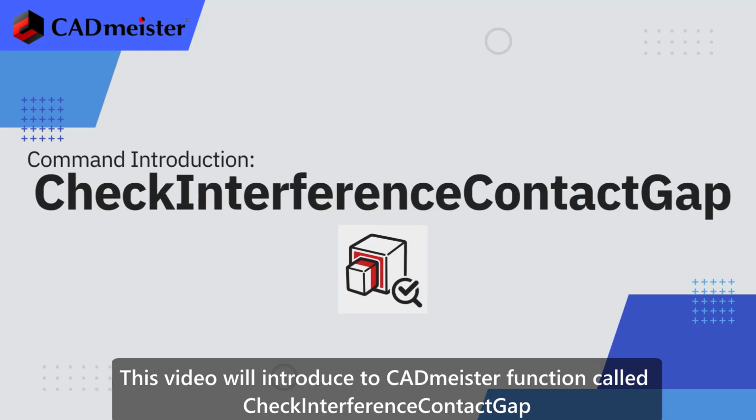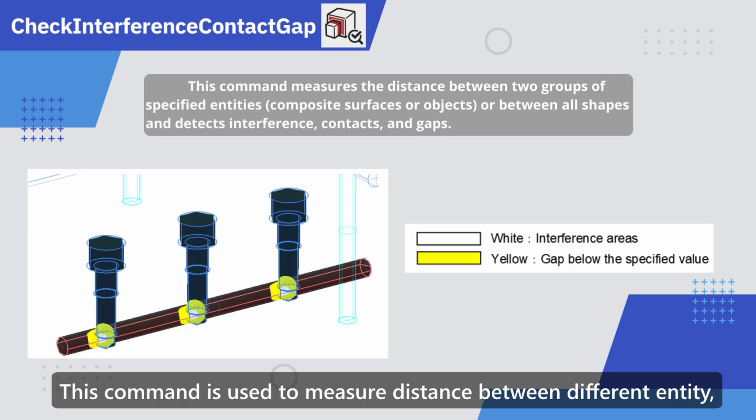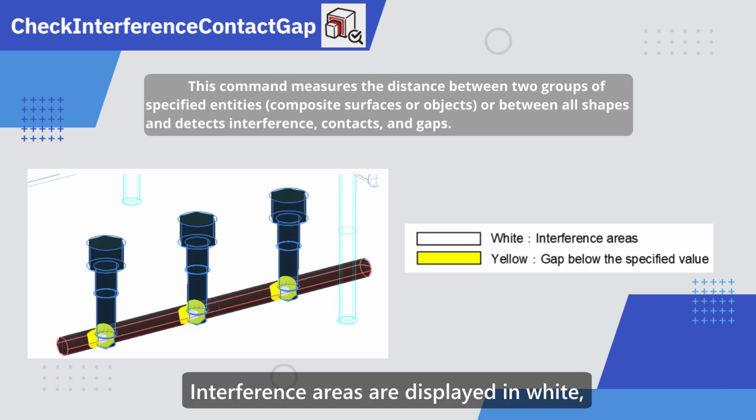Hello everyone. This video will introduce a CADmeister function called CheckInterferenceContactGap. This command is used to measure the distance between different entities. Interference areas are displayed in white, while gaps are shown in yellow.